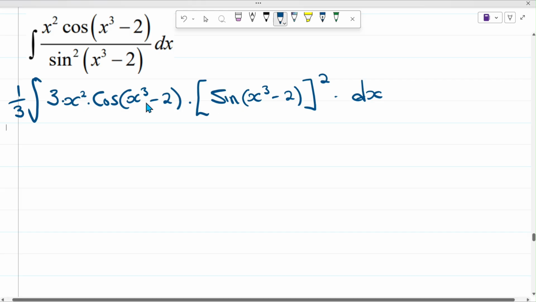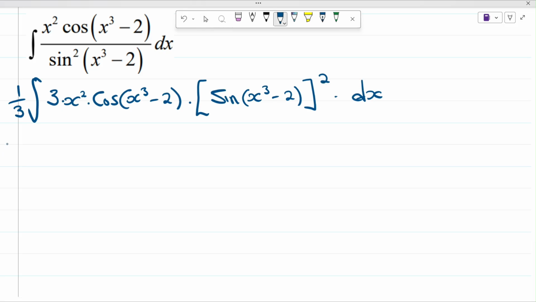So if we have f prime of x and f of x to the power of n, and our n here is 2, then we can make use of the general power rule, right? So then this becomes this 1/3, which is outside there. So it's going to be this 1/3.